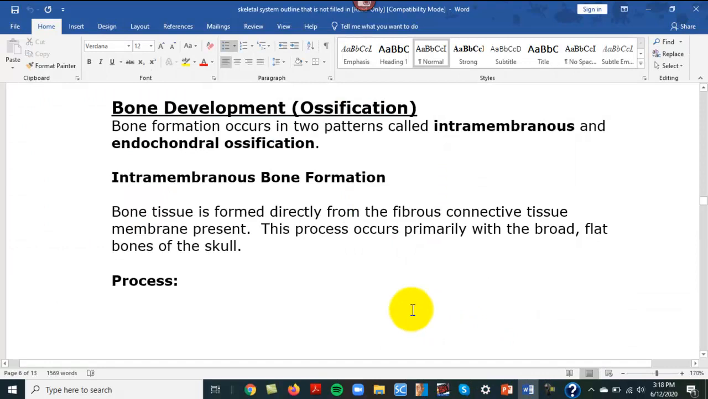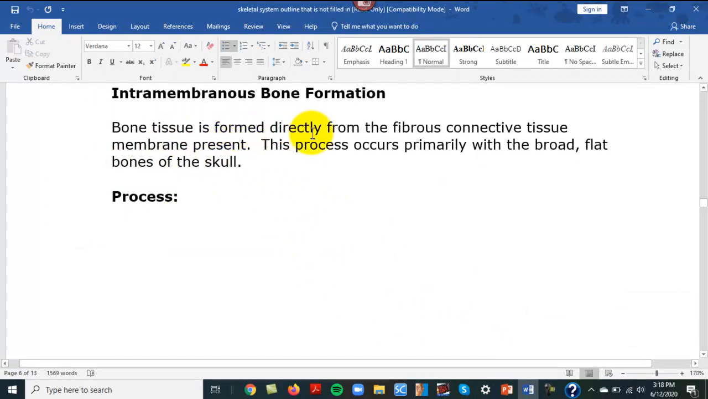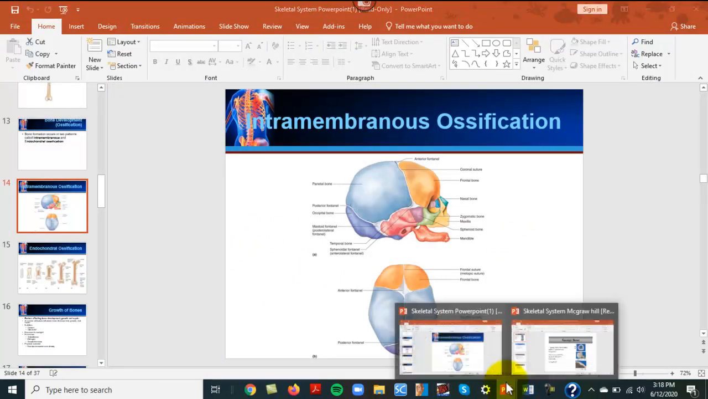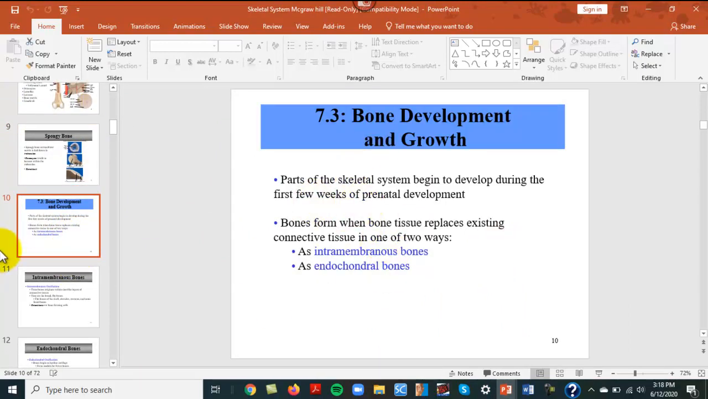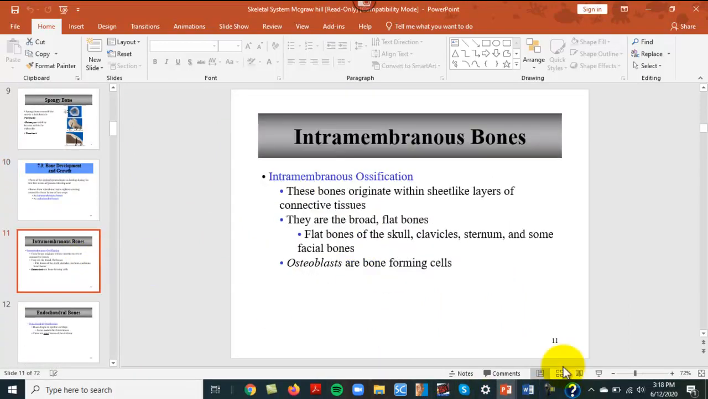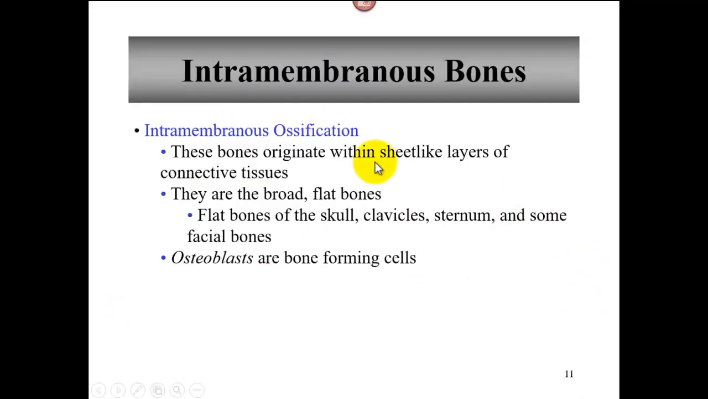So I'm going to go back. So right here it has the process. So bone tissue is formed directly from a fibrous connective tissue. The process occurs primarily with the broad flat bones of the skull. So where it says process, you're going to want to go to this PowerPoint that I'm claiming is the textbook one. And it starts right there with the intramembranous ossification. So bones start out as sheet-like layers of connective tissues. They are the broad flat bones. Flat bones of the skull, clavicle, sternum, and some facial bones.